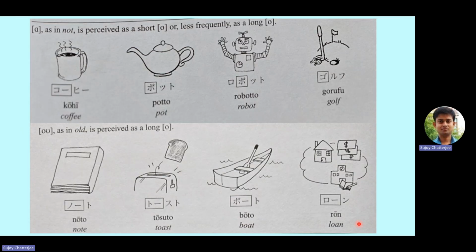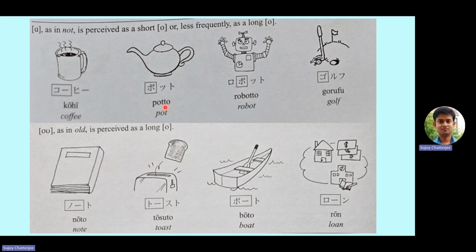Next is o. It's the o sound as in not. It is perceived as a short o or, less frequently, as a long o. So for example, coffee will become kohi. So you can see here, coffee is kohi. So ko, o will be ko. It will be a long o sound, as is mentioned here.